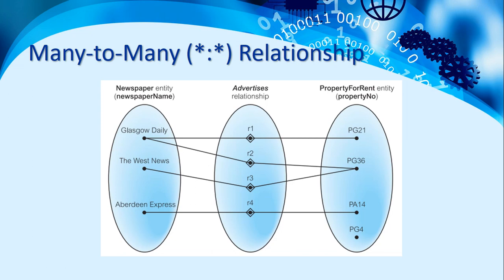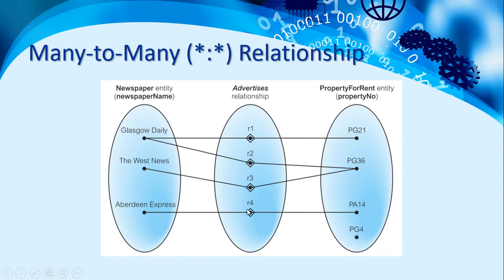Okay, so we have many to many relationships. Again, we have another example this time. Consider the relationship advertises, which relates the newspaper and the property for rent entity types. This figure displays 4 occurrences of the advertises relationship.